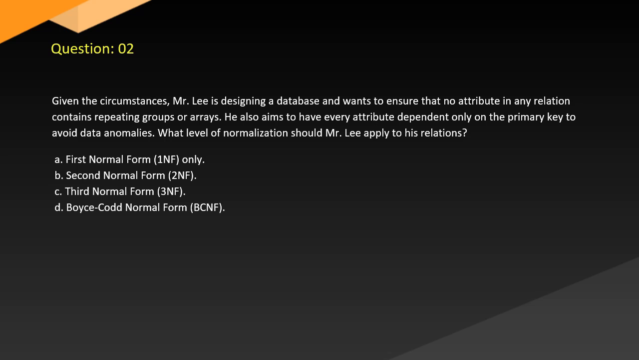Question 2. Given the circumstances, Mr. Lee is designing a database and wants to ensure that no attribute in any relation contains repeating groups or arrays. He also aims to have every attribute dependent only on the primary key to avoid data anomalies. What level of normalization should Mr. Lee apply to his relations?